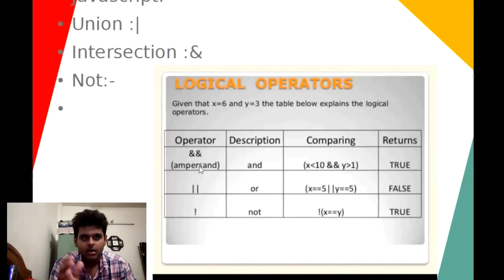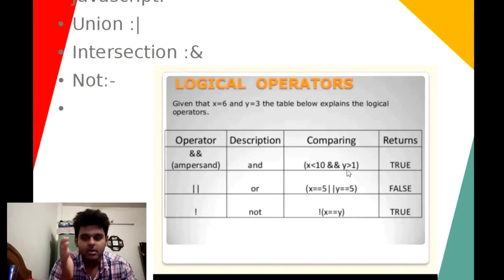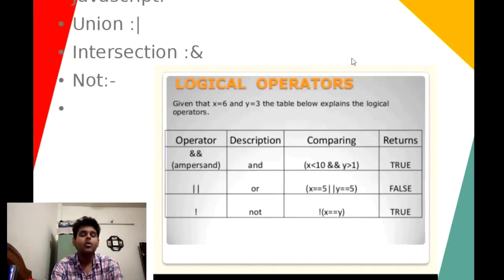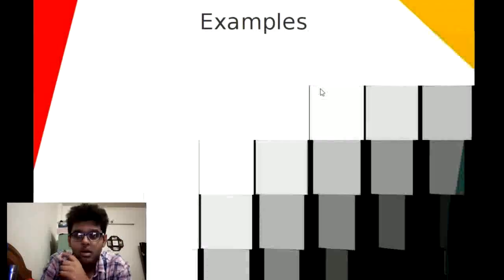First is the AND operator. We're going to use this symbol. Given x equal to 6 and y equal to 3, if we say x is less than 10, 6 is less than 10, so the answer is true, and y is greater than 1 is also true. So both conditions are true, and true AND true gives me true. To understand this, we have to look at the truth table.